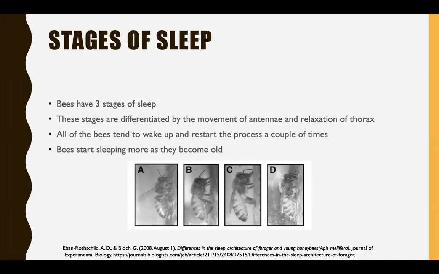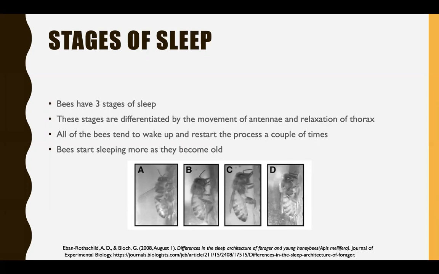Bees have three stages of sleep. In the figure down below, we can see figure A is an active and awake bee. Figure B, we can see a bee going into the first stage of sleep. C is the second stage of sleep, and D is the third stage of sleep. These stages of sleep are classified by antenna movement and thorax relaxation. As we can see, there is a difference between each one of them, mainly on the antenna positioning. And on D, we can see how the thorax is just relaxed.